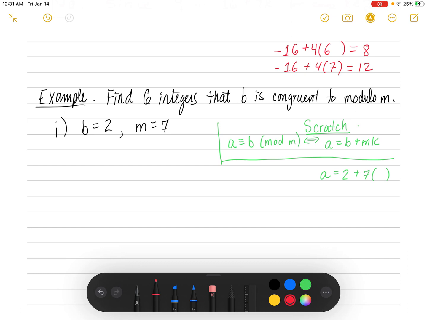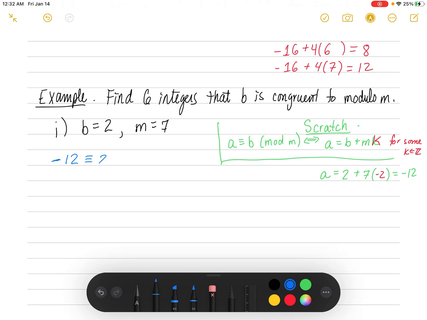I'm allowed to plug in anything here for K, right? K can be anything. This is for some K, it's an integer. So let's pick -2 for K. What happens when we do that? Well, we get 2 plus -14. That would be -12. So A is -12.